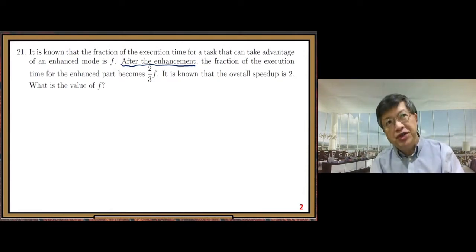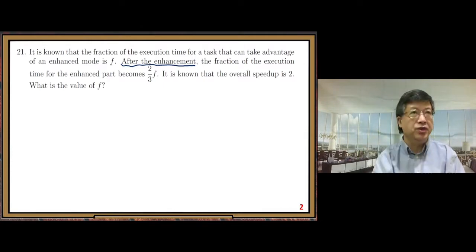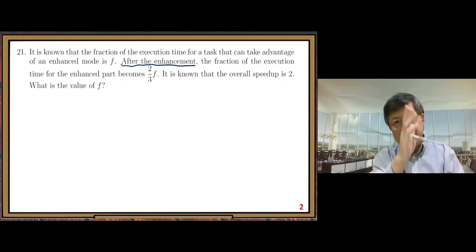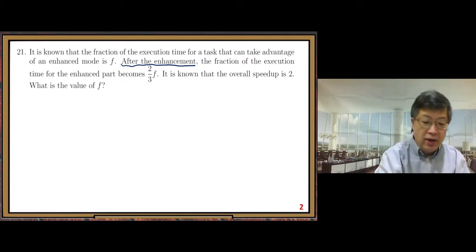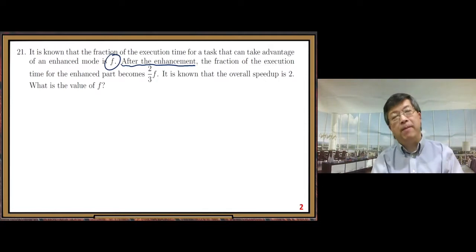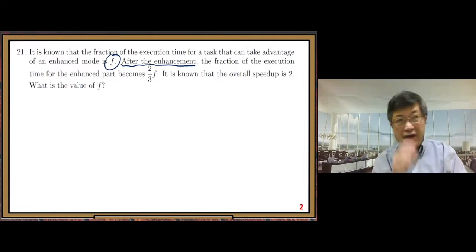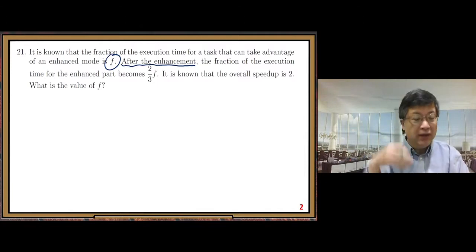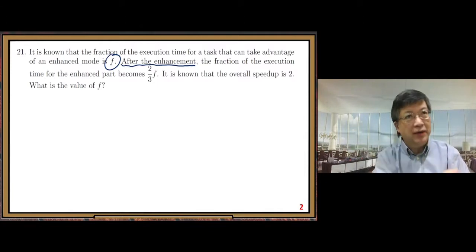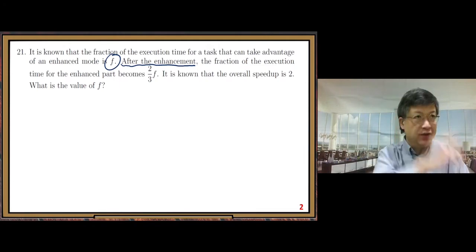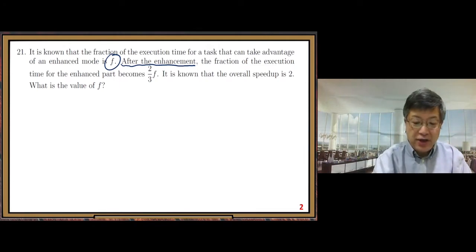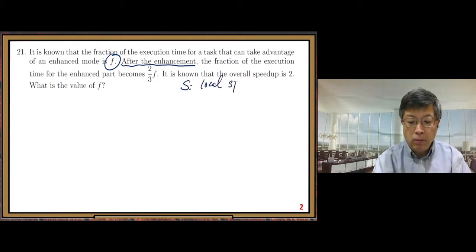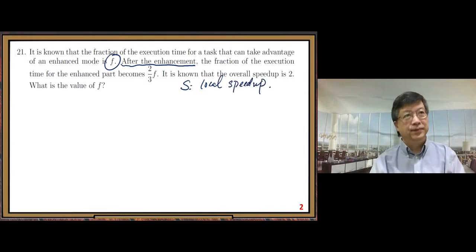So this question, you can see the conditions given. We can set up 2 equations, because there are 2 unknowns. The first one is f. There is another one hidden, so we cannot see directly, but if we understand the background of this type of questions, we know that. So that's the S, local speed up.